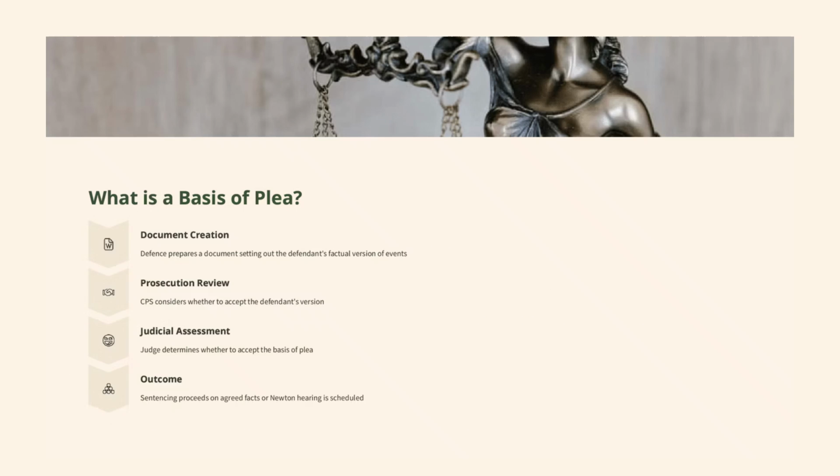Then you've got this issue of basis of plea. So what is a basis of plea? It's a document that's created. Defence prepares a document setting out a defendant's factual version of events. So they normally handwrite, "Tony pleads guilty to burglary on the basis of the following facts," and then sets out what those facts are.